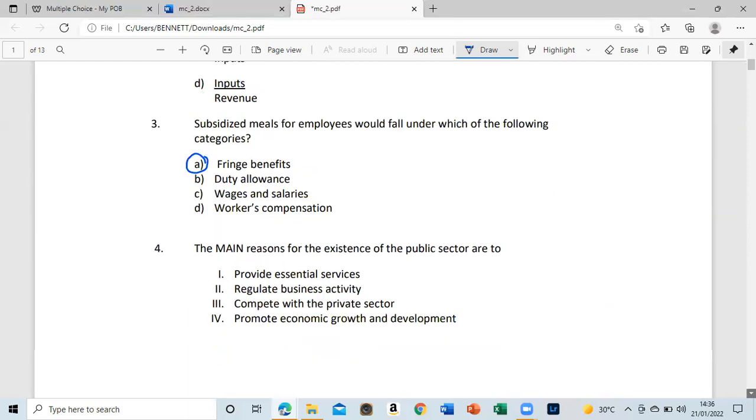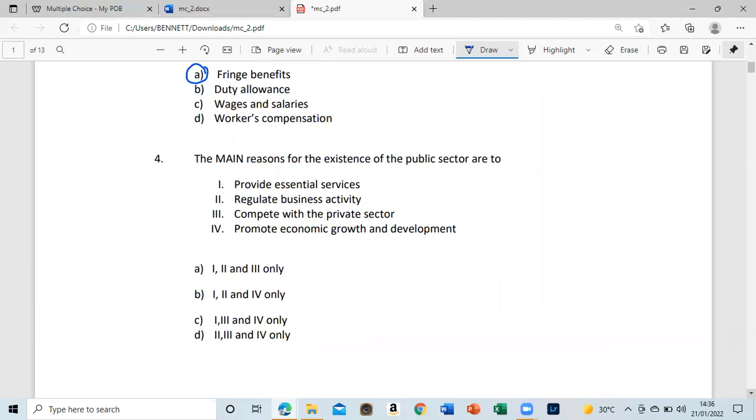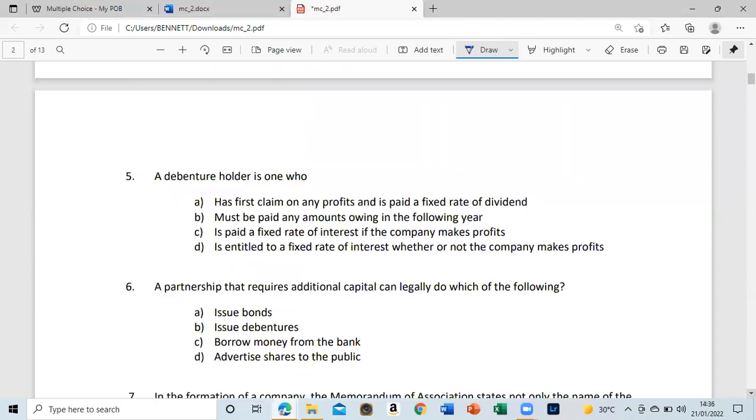All right guys, let's go. The main reasons for the existence of the public sector are to: 1. Provide essential services, 2. Regulate business activity, 3. Compete with the private sector, and 4. Promote economic growth. Now I'm just going to look for the answer. So 1 is included. Yes, provide essential services. 2, regulate business activity. Yes. Oh no, they are not competing with the private sector, so that would be B. Remember, government agencies, their main purpose is not to make a profit.